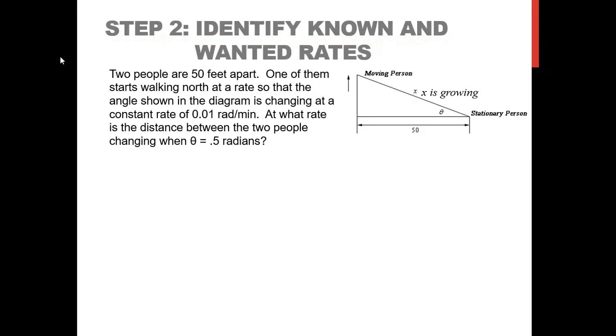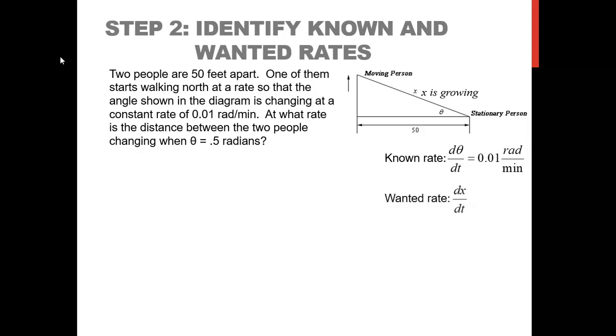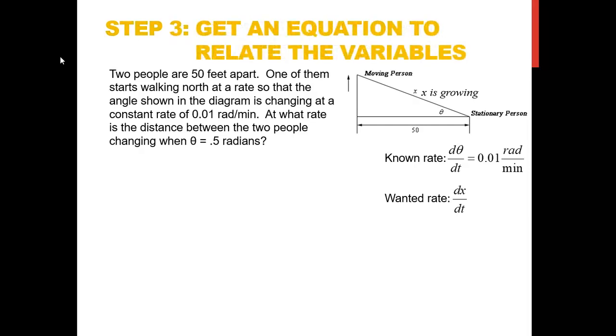Identify the known and unknown rates. Well, we were told the rate at which the angle theta was changing, so that's a known rate. And then what we want is the rate at which the distance between the two people is changing, and we want to find out what that is. So that's really about finding how long the quantity labeled x is. So dx/dt is the wanted rate. Taking a look at the tops of those rates, we see theta and x. And so we want to get an equation that relates theta and x.